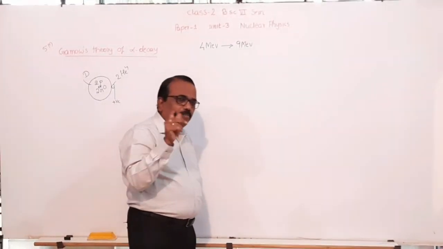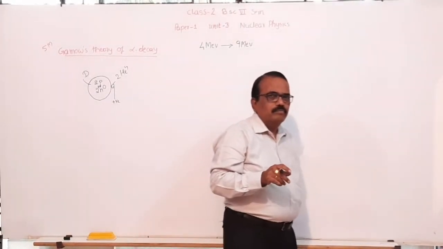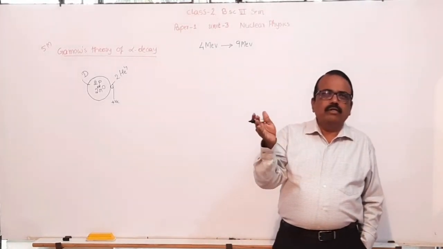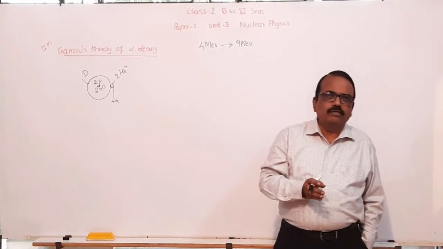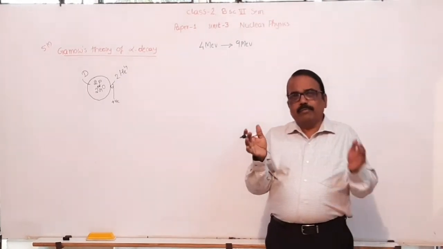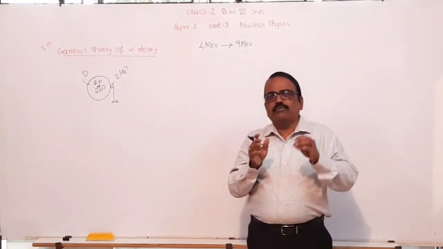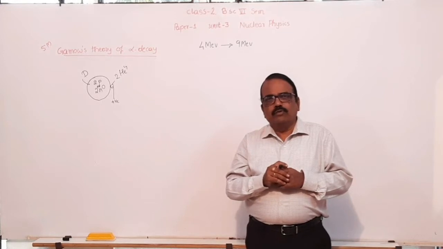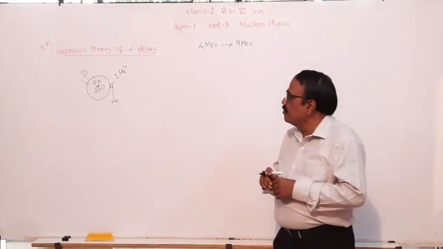Remember that when the alpha particle is inside the nucleus, always there is a force of attraction. When it just comes out, there is a force of repulsion. Now, how does this potential energy of this alpha particle vary?